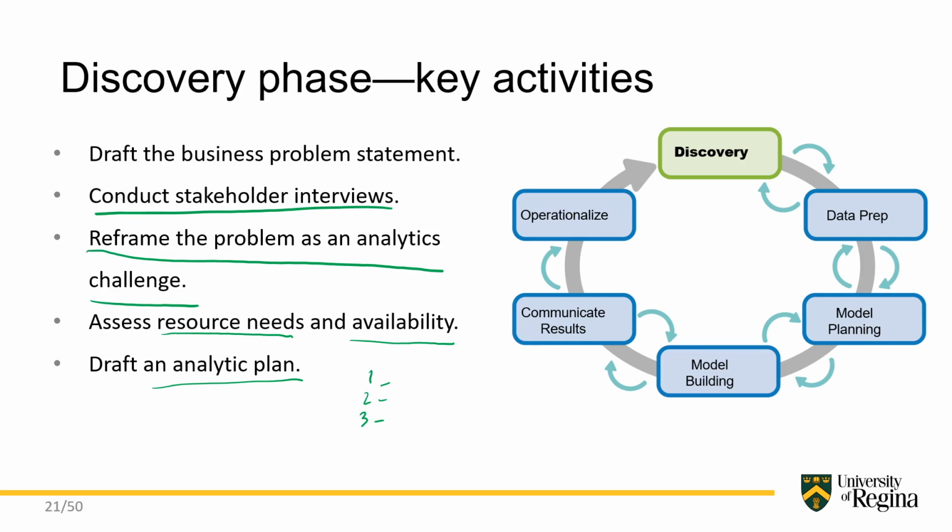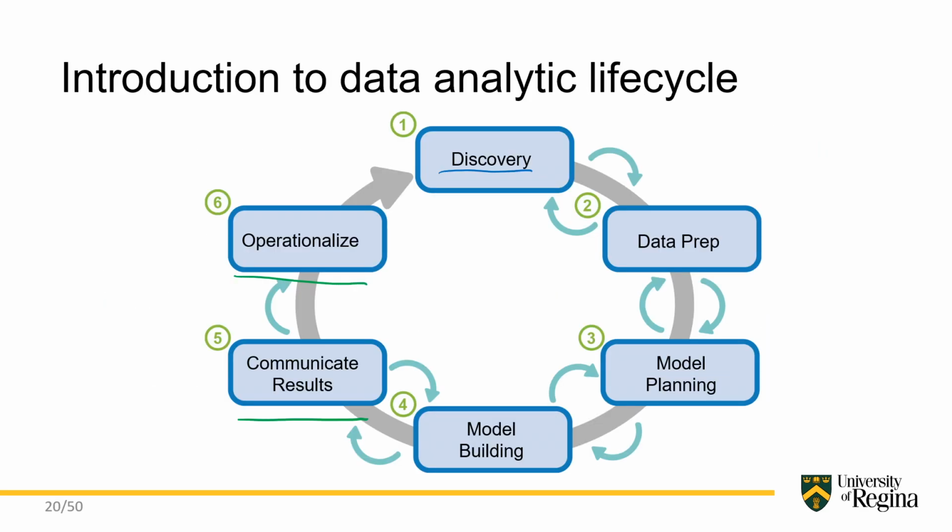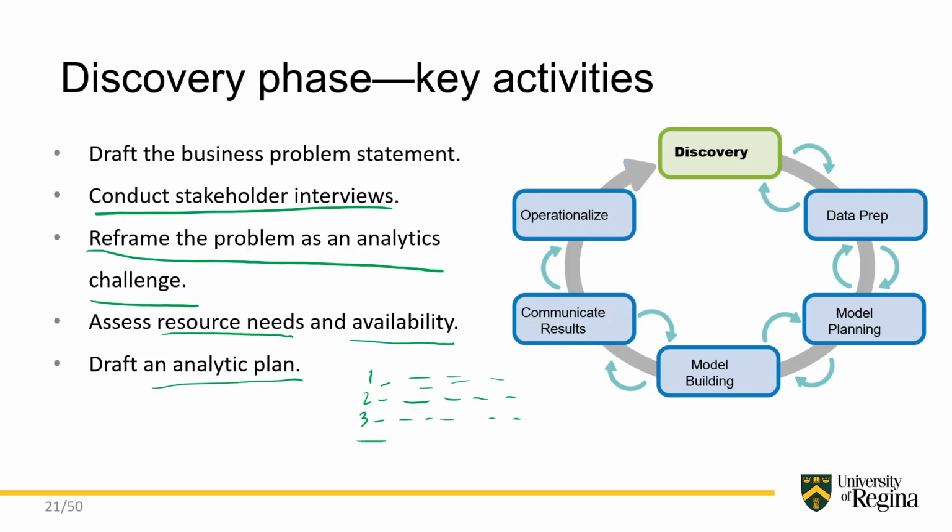Okay, I need to talk with this person, I need to talk with that, I need to add access to that data, and so on. Then I'm going to get access to the data, create a sandbox, create my model, evaluate my model, then report everything. So basically, the 6 big steps that you have are the steps that you have here: discovery, data preparation, model planning, model building, communicating the results, and operationalizing. These are the key activities that you do in the discovery phase.